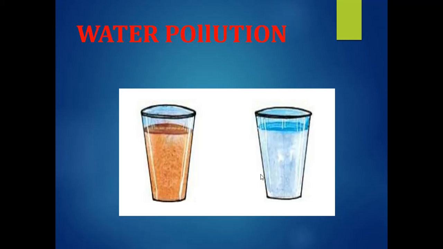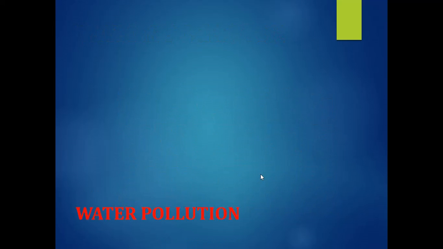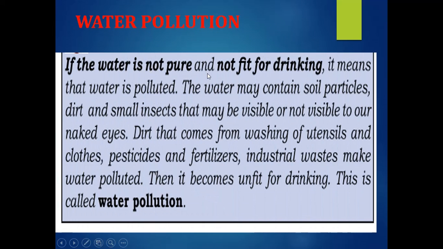So let's see what is meant by water pollution. If the water is not pure and not fit for drinking, it means that water is polluted. Already I told, the word pollution means impure. So when can we say that water is polluted? If the water is not pure and it is not fit for drinking, we cannot use it for drinking purpose, we can say that water is polluted.